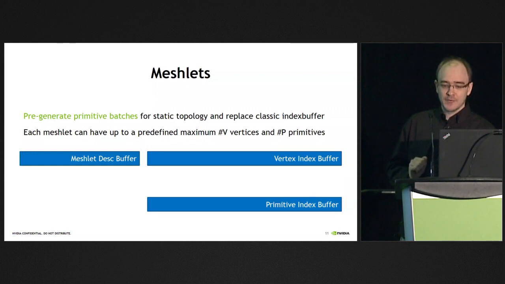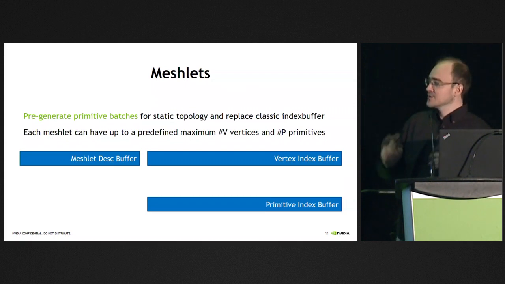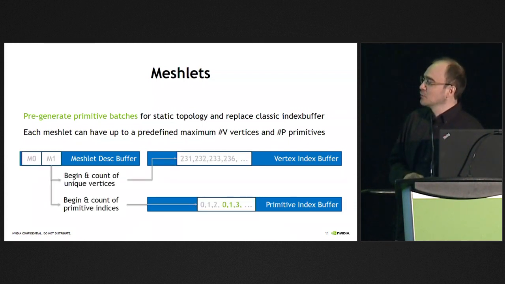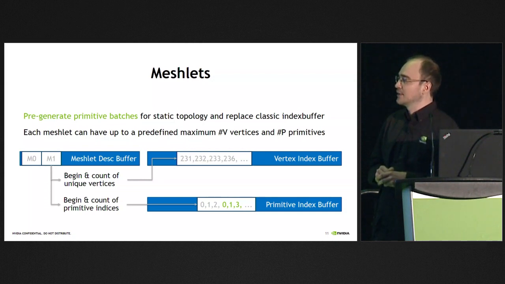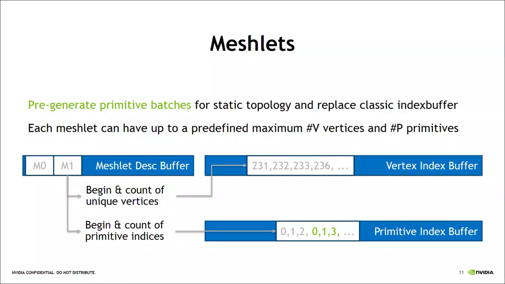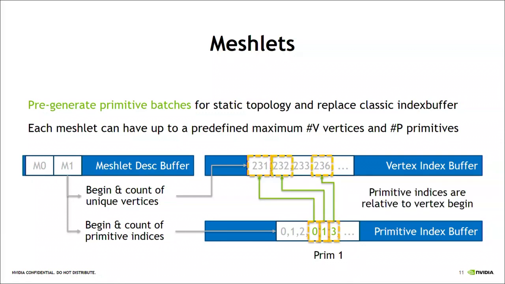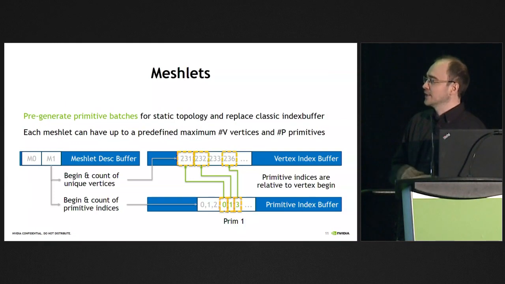So we have 3 new buffers that replace our classic index buffer. One describes our meshlets, so how many triangles and so on every meshlet has. The other 2 are the index buffers, and in the end they look very similar to what you saw before. Just now we fill those buffers ourselves, and we have many meshlets in those 3 large buffers. Again, the indices are relative to each meshlet, so the primitive index buffer at 8-bit or so is totally sufficient. The vertex index buffer can still be 16 or 32-bit.